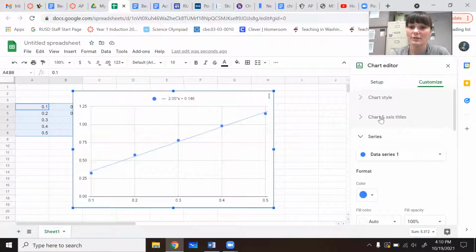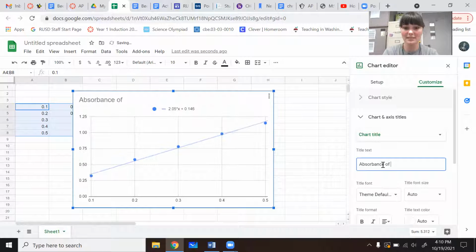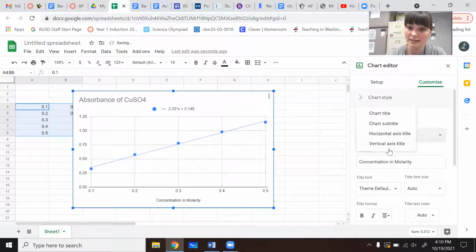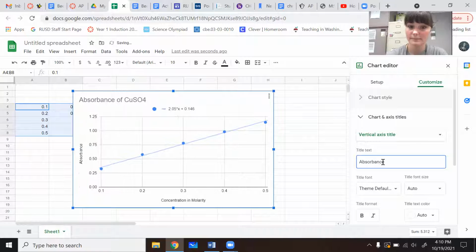To make your chart pretty, you can go up to chart and axis titles, select a title, and input that information. So I might call this absorbance of CuSO4. Then I'll select horizontal axis title, and I will call that concentration in molarity. Then I'll select my vertical axis title, and call that absorbance. So now I have a workable chart, which I can then sketch in my lab book.